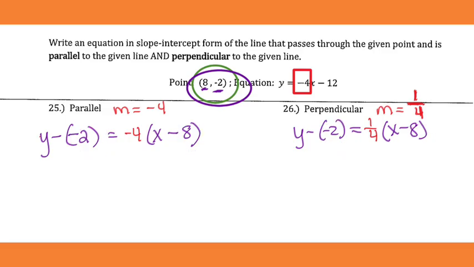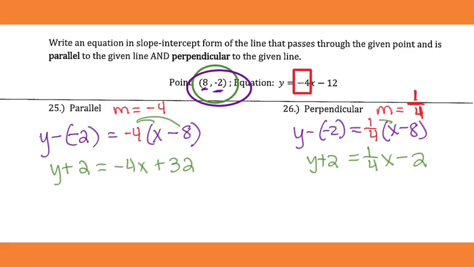All right. Now we go ahead and solve. So I get y plus 2 equals negative 4x plus 32, because negative 4 times negative 8 is positive 32. And I solve that in a minute. Then I do the other side, y plus 2, because y minus a negative 2 is going to be plus. And I get 1/4 x. And 1/4 times negative 8, let me just do it. I can mental math that, or I can do the math of 1/4 times negative 8 would give you negative 8 over 4, which is negative 2.